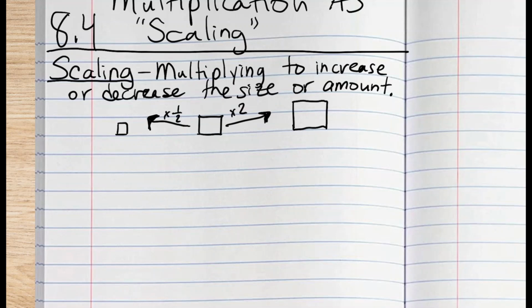Let's grab our crayons and let's color that in. I'm going to say, here's my original starter amount. And when I multiply by 2, it got bigger. And when I multiplied by 1/2, it got smaller. I was scaling.